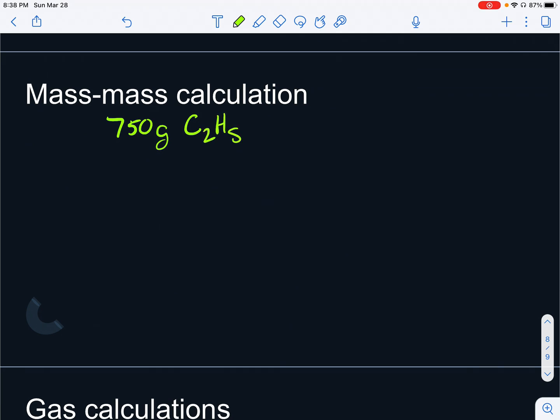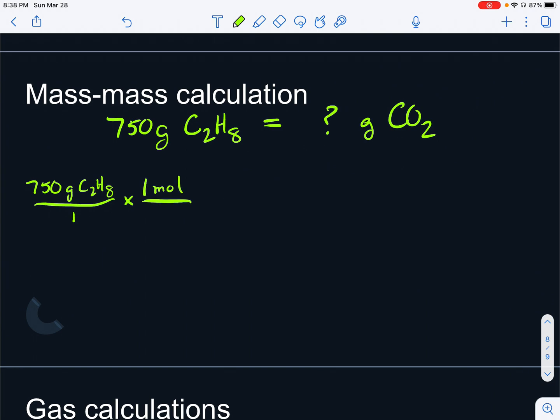A mass calculation. Here's an example going back to our original equation. What if I have 750 grams of ethane and I allow that to undergo combustion? How many grams of CO2 will be produced? So I start with my known quantity, 750 grams of ethane, and it's good to get in the habit of actually writing the formulas of the substances in, and I'll show you why here in a minute.